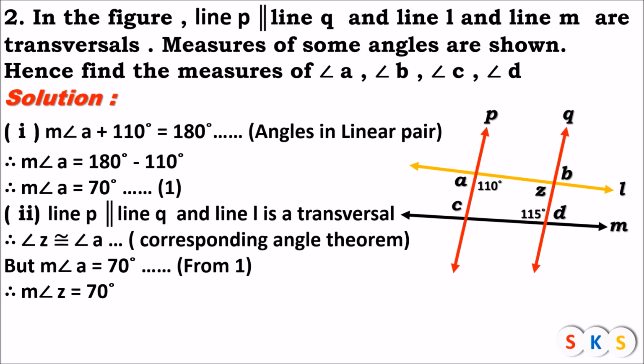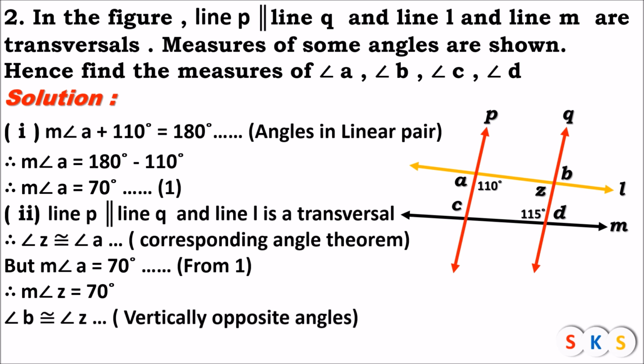Look at this figure. In this figure, angle B is congruent to angle Z, right? Why are angle B and angle Z congruent? Because they are vertically opposite angles. Look at this figure. Angle B and angle Z are vertically opposite angles. Therefore, measure angle B equals 70 degrees. Now we will find angle C.